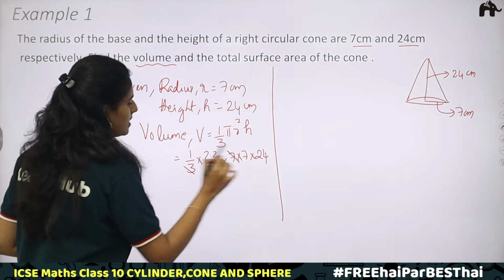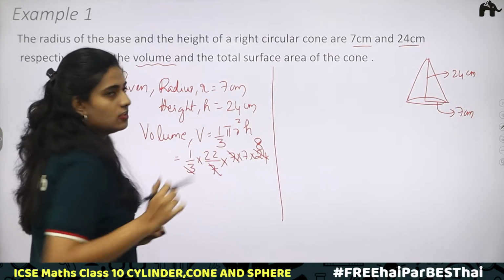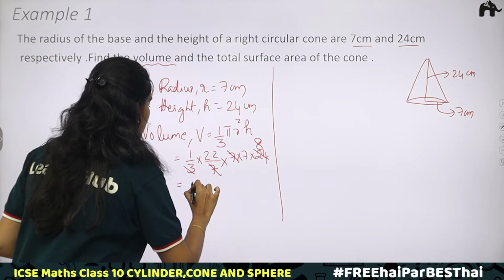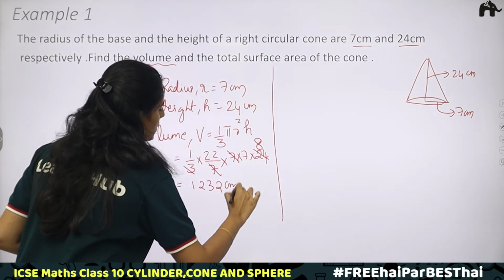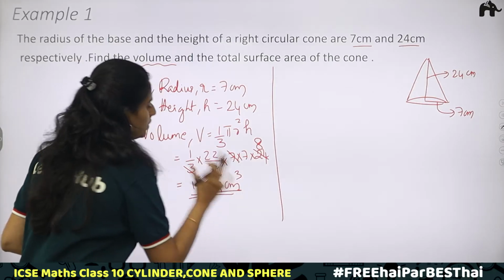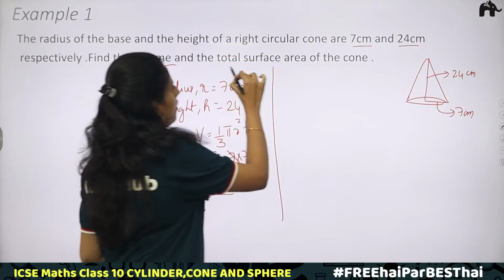7 can be cancelled. 3, 24. 8 we get. So 22 into 7 into 8. When you multiply, you will be getting 1232 centimeter cube. Never forget to put the unit. Okay, so we got the volume. Next, we need to find the total surface area.